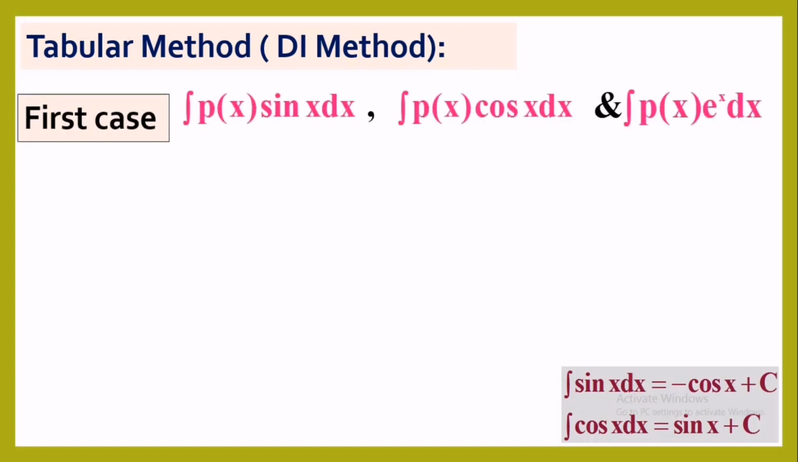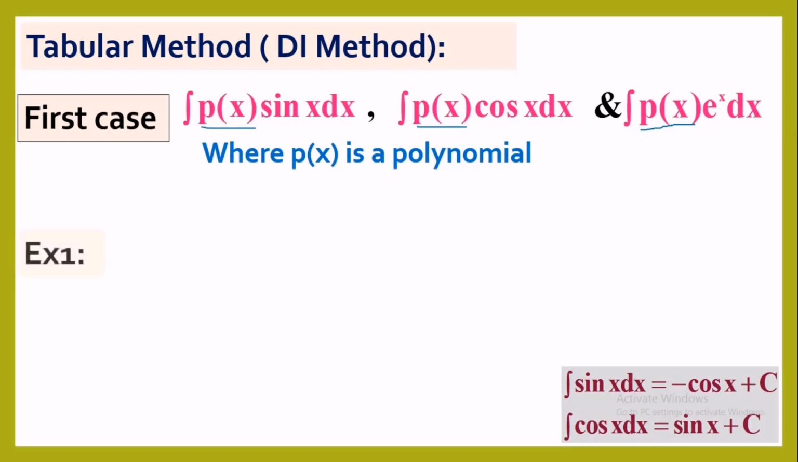First case, integral p of x sine x dx, integral p of x cosine x dx, and integral p of x e to the x dx, where p of x is a polynomial function. Let's now calculate the same integral as before, integral x squared sine x dx. In this technique, we form a table of 2 columns. The first contains derivatives and the second contains integrals. And we begin with the sign plus, minus, alternating.